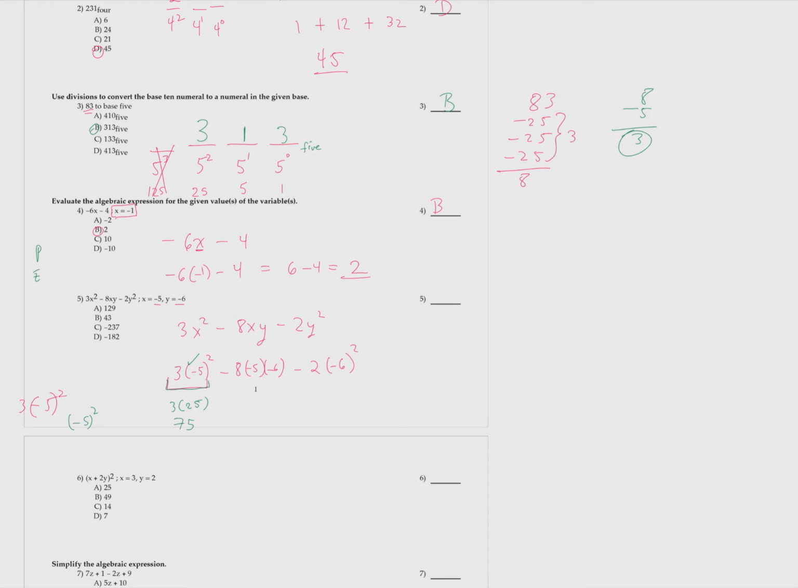So this one says 8 times -5 times -6. We're going to bring down the minus, right? Now 8 times -5 times -6, I need a calculator for that one for sure. It gives me 240. So I multiply these 3 numbers from left to right.